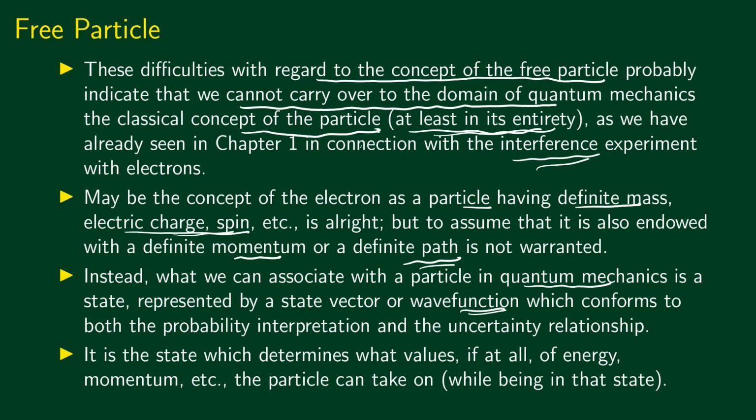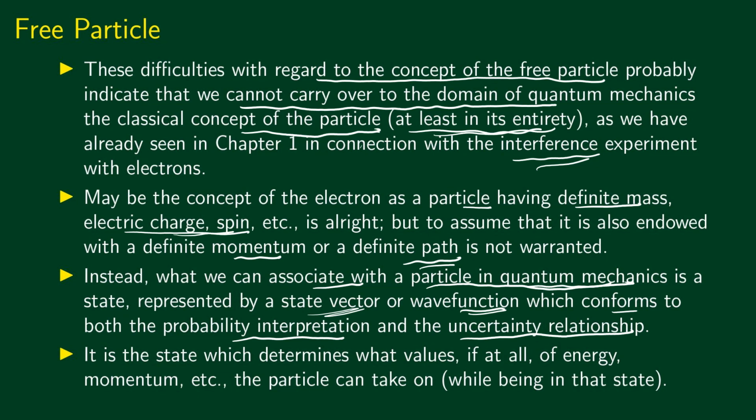So the best we can do is to associate with the particle in quantum mechanics a wave function or a state vector, which conforms to both the probability interpretation and the uncertainty relationship. When we assign a wave function or a state vector to a particle, it should be in such a way that the uncertainty relationship is respected, and the wave function has to be normalizable. It has to be a physical wave function.